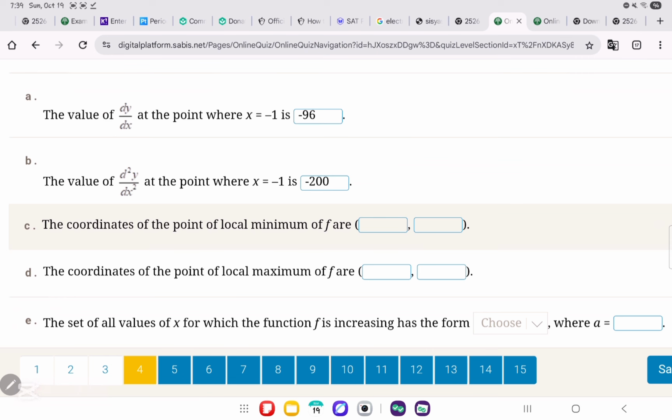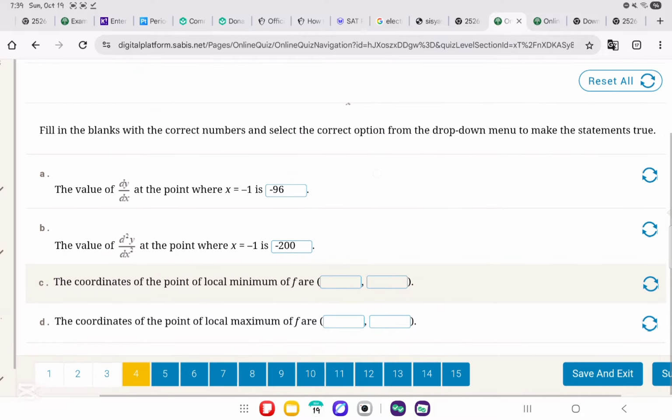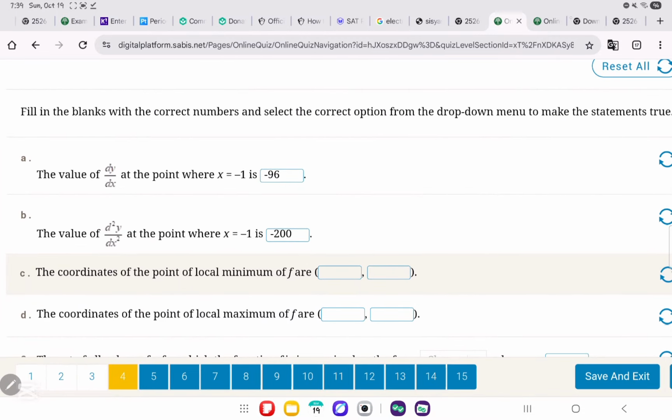Perfect. We'll move on now to parts C and D. They want the local minimum and local maximum. How do we find the local minimum and local maximum? We very simply need to take our first derivative. What was the first derivative? It was 4 minus 100 over x squared. And we need to solve it equal to 0.